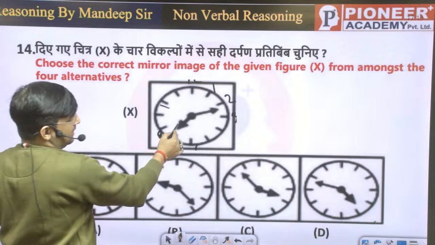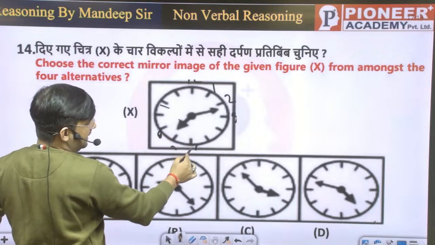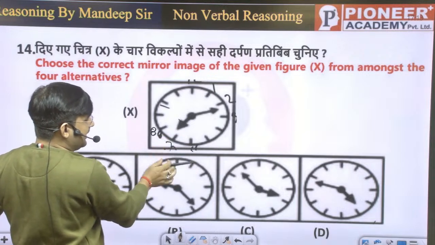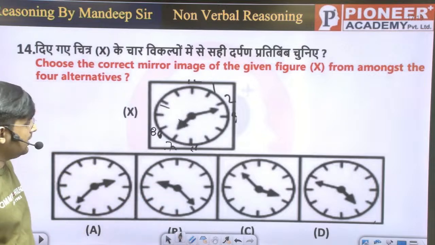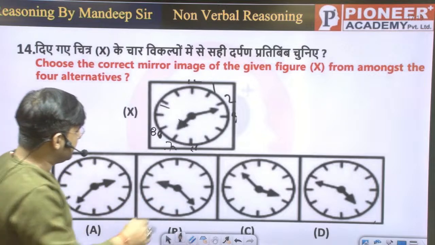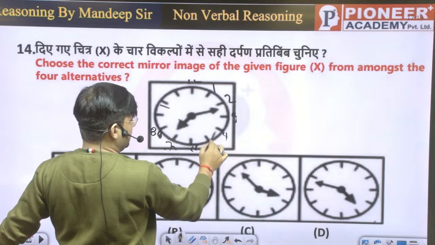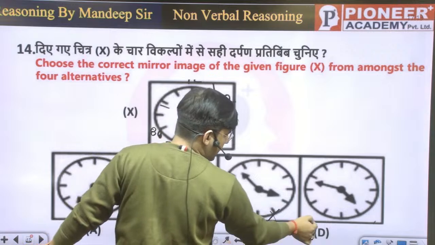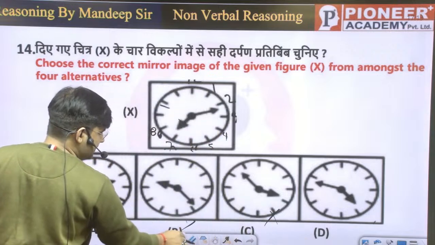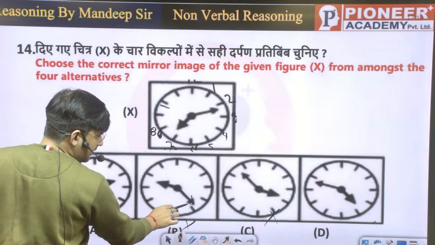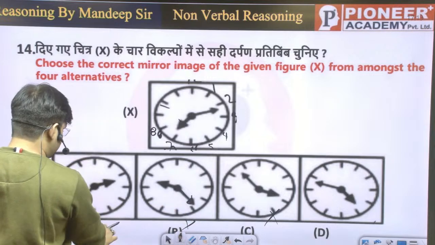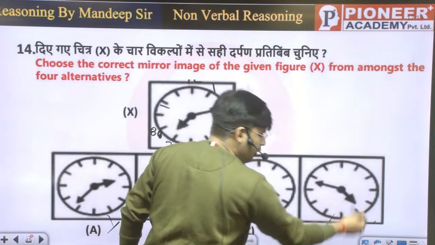This one is our hand. Our hand is in the middle of 8 and 7. So it should be in the middle of 4 and 5, our hand. So D can be the right answer. B is wrong because it's a minute hand between 4 and 5. D option is the correct answer.